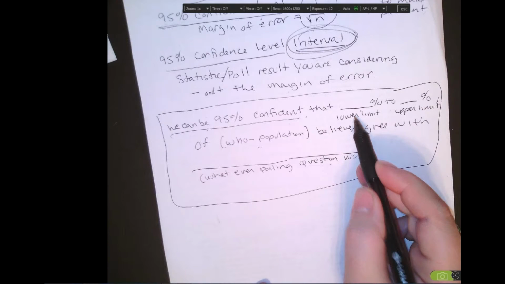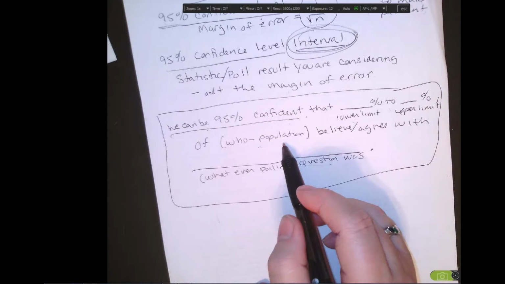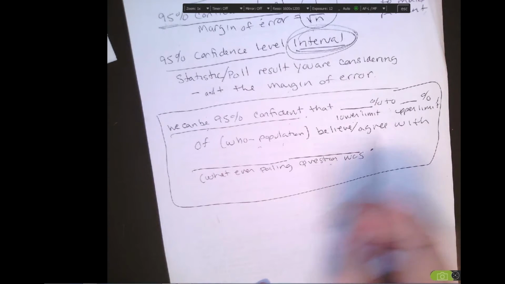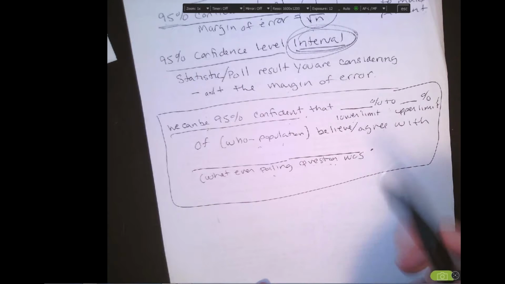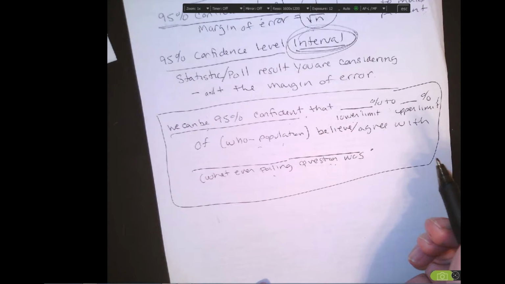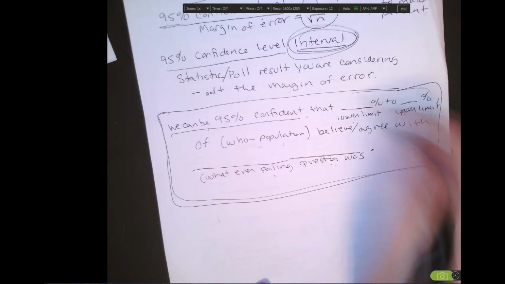That the lower limit percent to the upper limit percent of whoever the population is, believe or agree with whatever the poll is. Just be prepared. You're not going to click a bubble. You're going to actually write. Have to be ready to write the meaning.